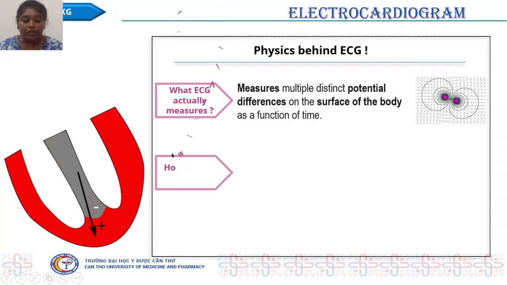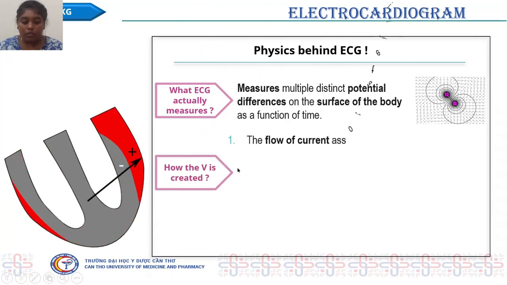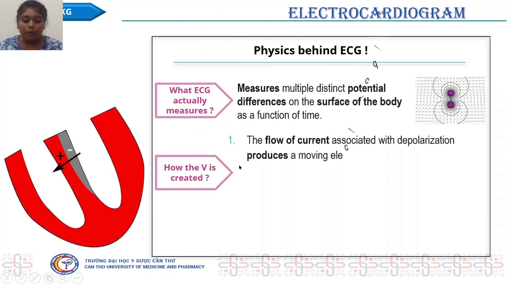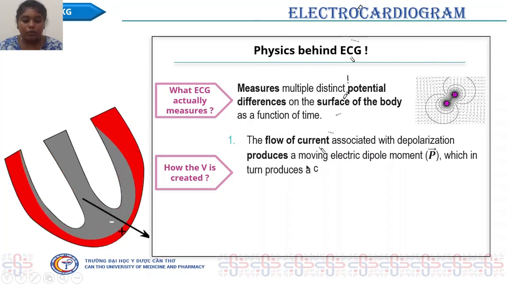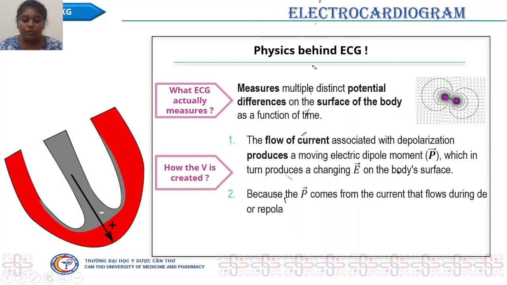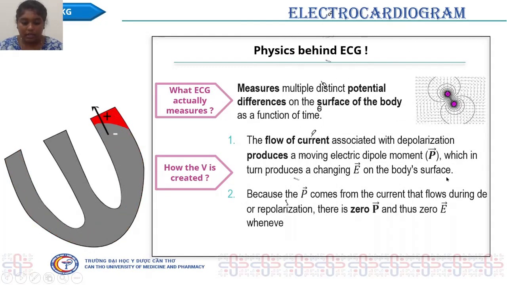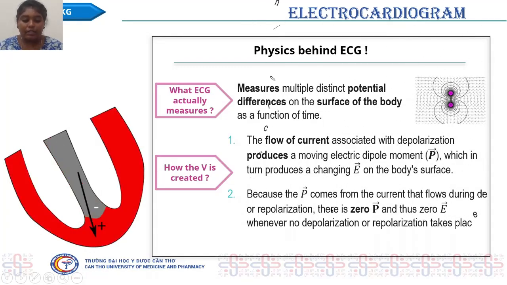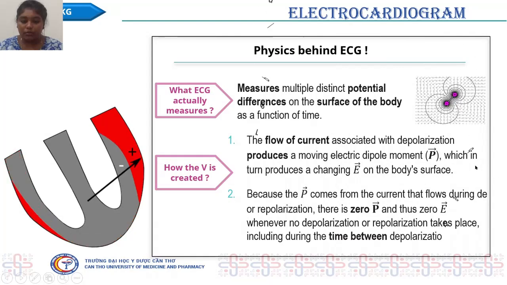But where does that potential difference come from? We know that cardiac muscle cells depolarize as they contract. This moving depolarization corresponds to a moving electric dipole, which produces an electric field on the body surface. This varying electric field can be detected from the surface of the body.